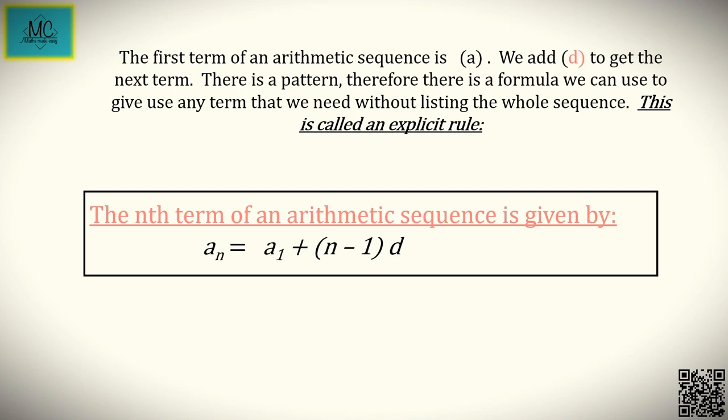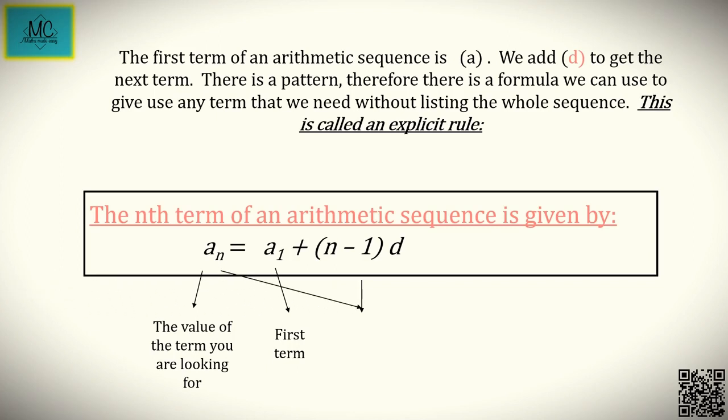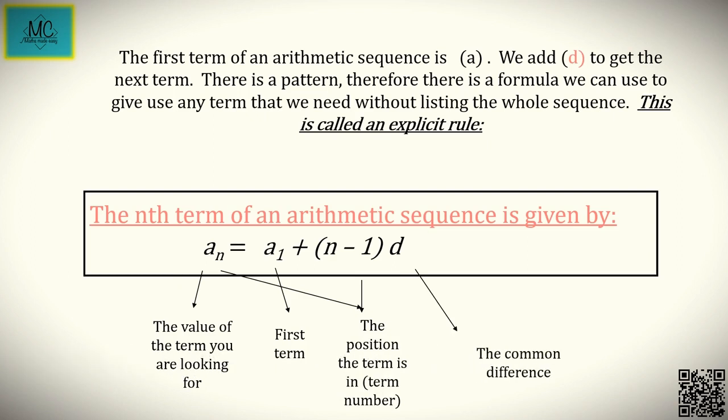Here an is the nth term which I'm going to look for. a1 is always the first term of the sequence. n is the position of the term I'm looking for, and we take n minus 1. And d, as we all know, is the difference, the common difference in the arithmetic sequence.